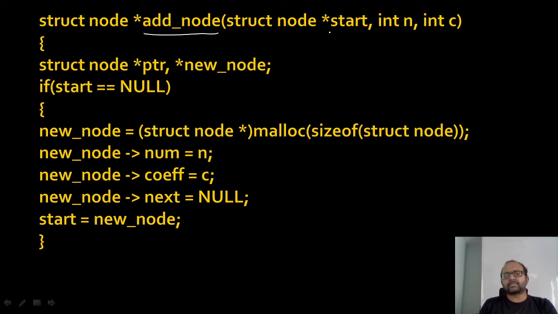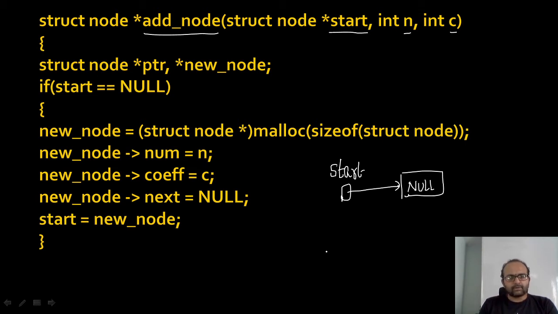So next, in order to add a node, we are considering this particular function, and in this function we are considering start pointer as a parameter, n is the number for which a new node is being added, and C is the coefficient inside that particular node. So consider a scenario where start is already pointing to null, and now you want to add a new node. So how is this new node going to be added to this particular start pointer?